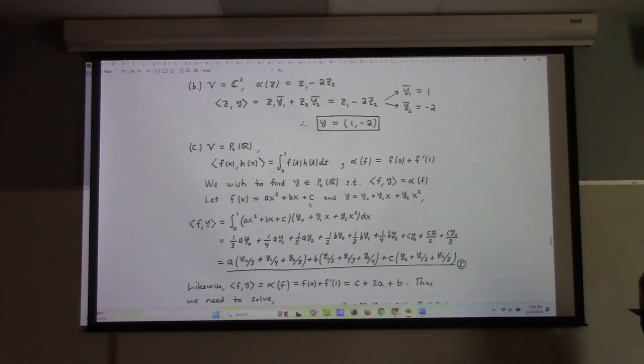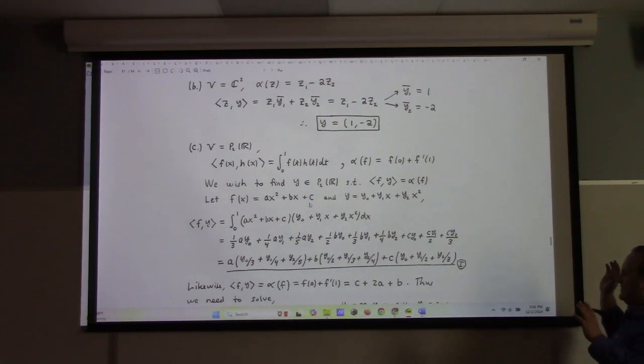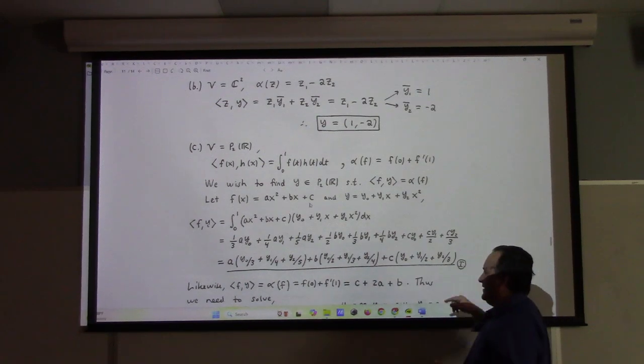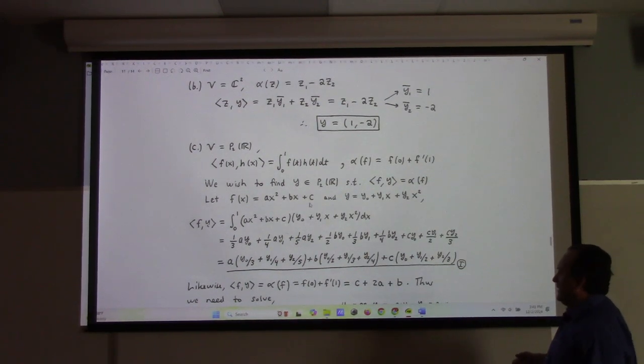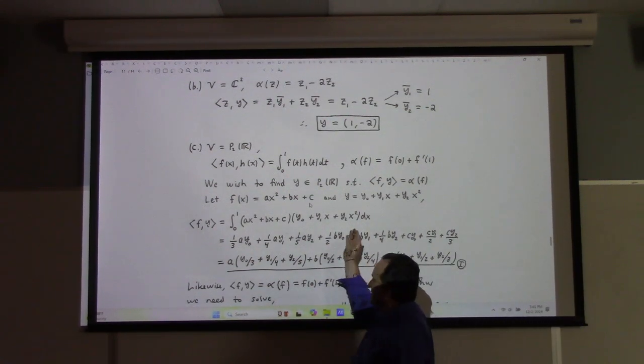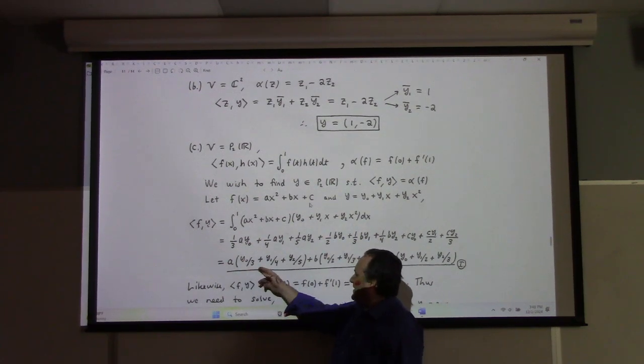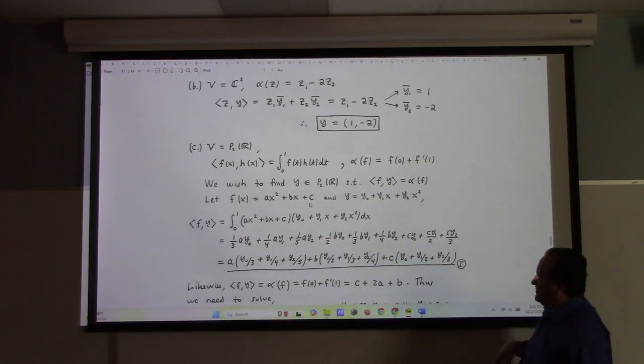I just decided to let f be ax squared plus bx plus c rather than trying to put in the details of f of 0 and f prime of 1 there. So I multiply this out. You get these 9 terms, right? You integrate them. And the integrations are all pretty easy because they're all monomials, integrating from 0 to 1. So these integrations aren't bad, and there's kind of a pattern.